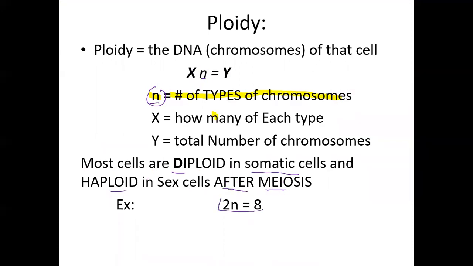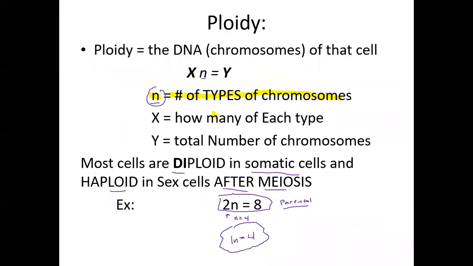So for example, if this would be my starting parental cell right here, 2n equals 8, that means I have 2 of each type of chromosome, and in this case n would equal 4. So if it asked you, what is the ploidy state after meiosis? Well, it would just be 1n equals 4 after meiosis, and that's what we're going to show you in this video. So just understand that.